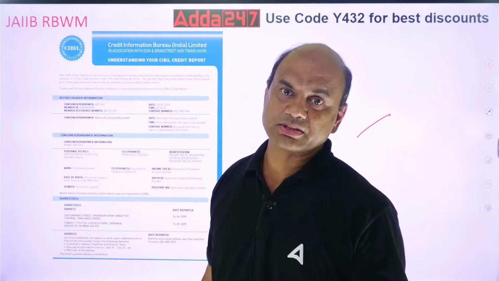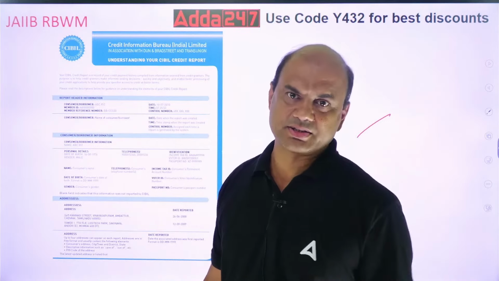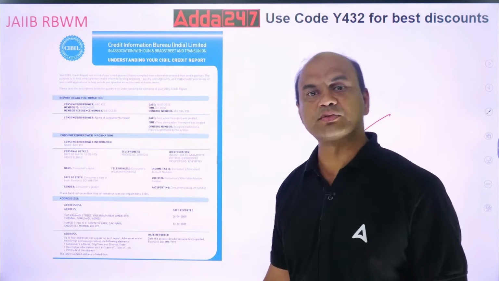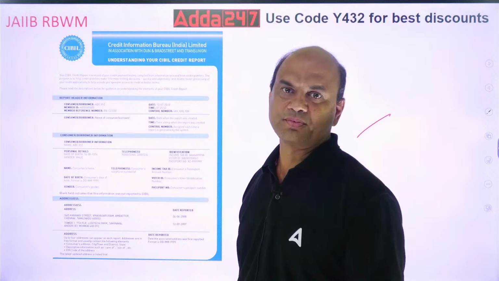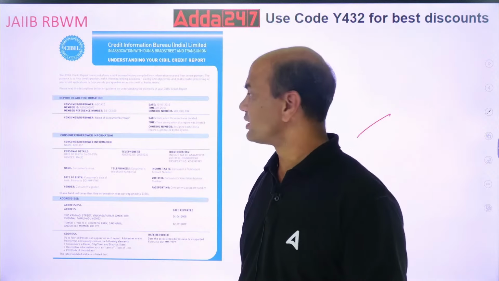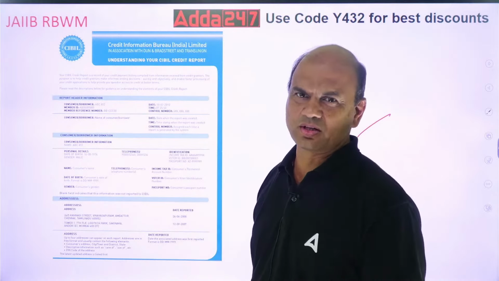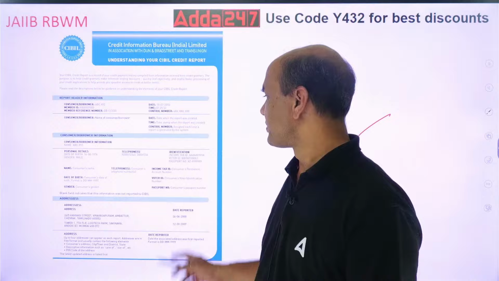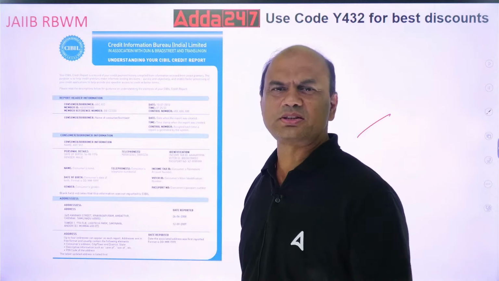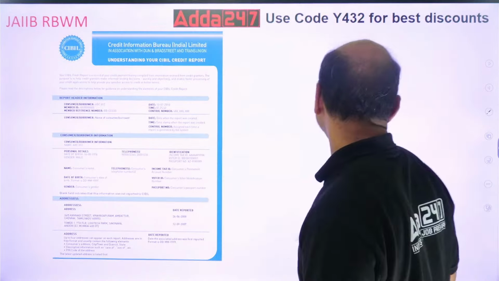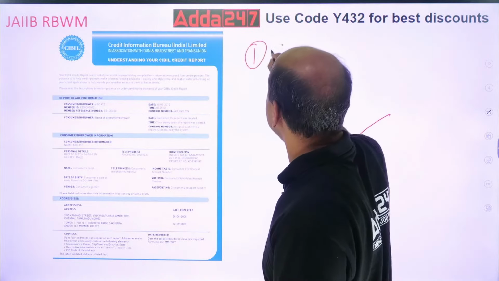See, there are two types of information on CIBIL. One is static information, second is dynamic information. Static information means which never changes. Customer's name, date of birth will never change. Then personal details, address, generally address will also never change. Then PAN number, Aadhaar number, that will never change. That is all static. The first point on the CIBIL report is always static information.